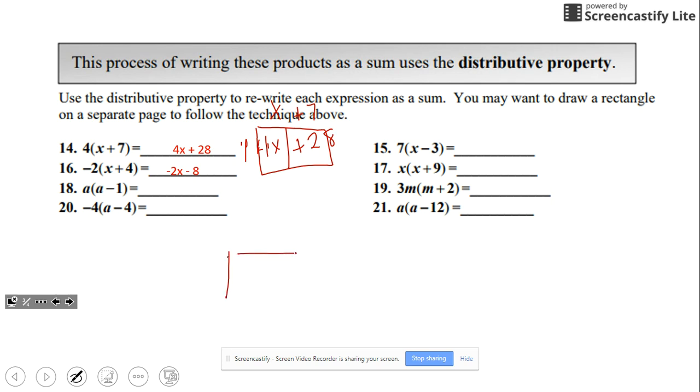The next one I just gave to you. But you would set it up like this. Negative 2, and then x, and then positive 4. So negative 2 times x would be negative 2x. And then negative 2 times positive 4 would be negative 8. So there's your expression. Go ahead and try the rest.